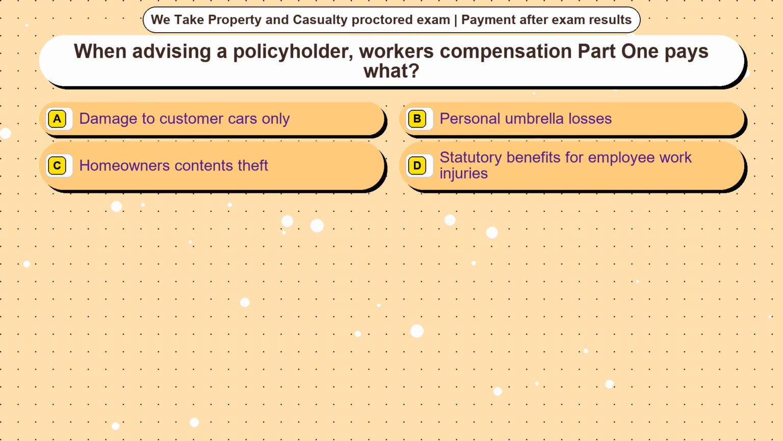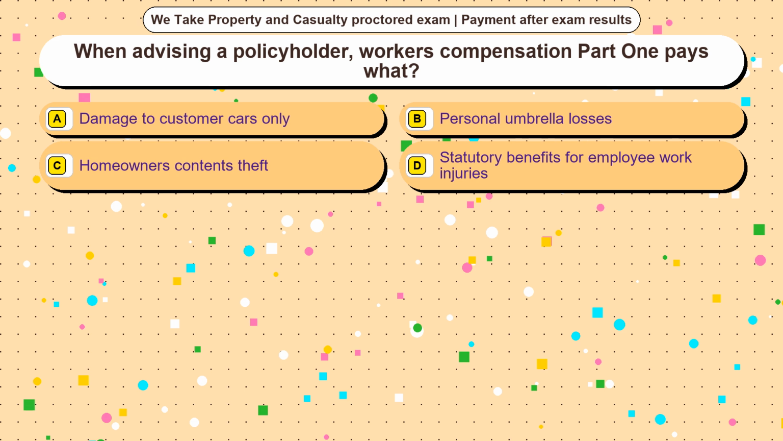Question 15. When advising a policyholder, workers' compensation Part 1 pays what? Option A, damage to customer cars only. Option B, personal umbrella losses. Option C, homeowners contents theft. Option D, statutory benefits for employee work injuries. The correct answer is option D.